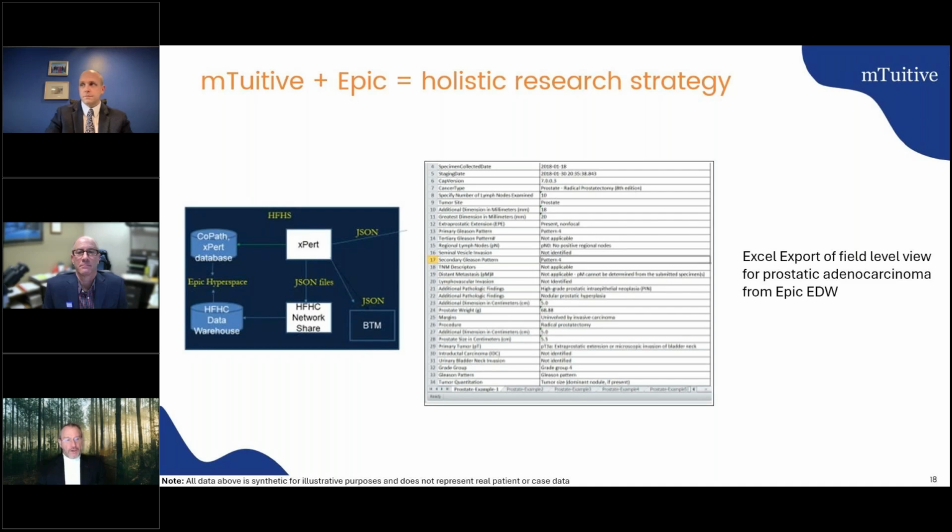The other thing that we can do is we can populate other downstream systems. So pictured here is actually population of our biomaterial tracking system, in other words, our biobank. So we can dump this structured pathology staging information into our biobank to allow us to get better detailed information around tissues that researchers want to do work on.